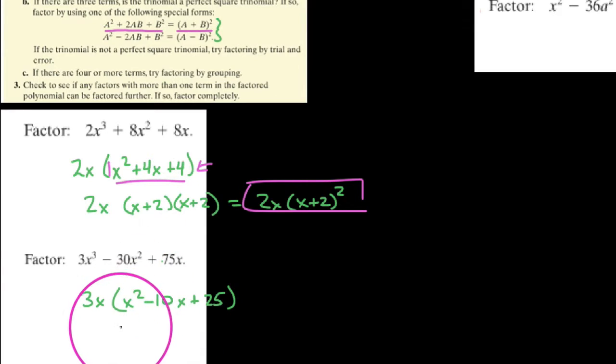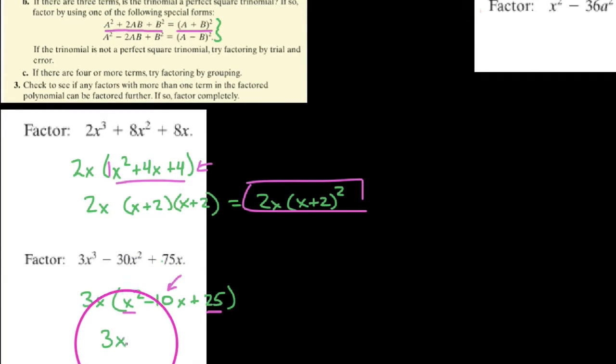So I'm going to point this out on this one actually. I noticed that this is a perfect square and this is a perfect square. If I wanted to say, well, x squared is a perfect square of x, and 25 is a perfect square of 5. If I took 2 times x times 5, I would get this 10 here in the middle.